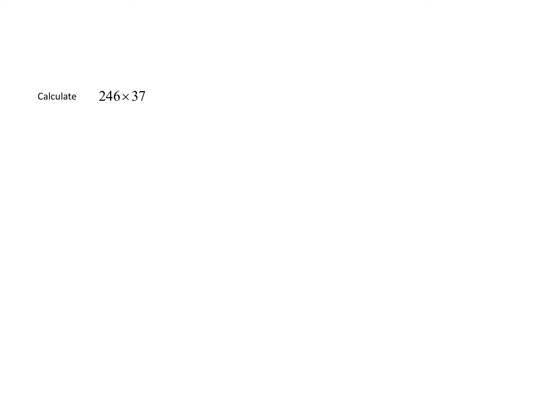Now we're going to do a multiplication. We're going to multiply through by the 7 first. 7 times 6 is 42. Write the 2, carry the 4. 7 times 4 is 28. 28 plus the 4 is 32. Write the 2, carry the 3. 7 times 2 is 14.